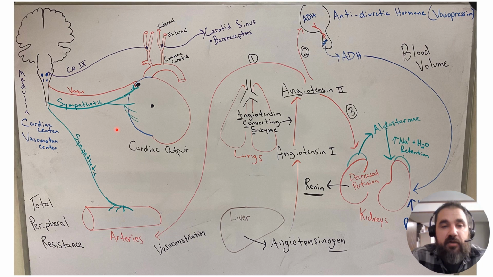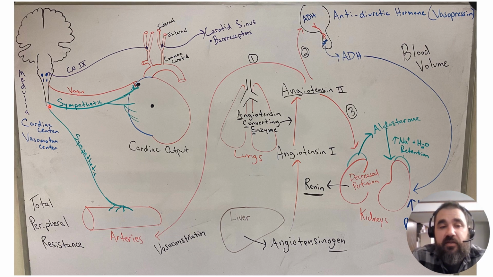So if our blood pressure is going down, what can we do with the heart? Well, we can increase the heart rate and increase contractility. So we'll inhibit the vagus nerve and stimulate the sympathetic nerves. If blood pressure is too high, we can inhibit the sympathetic nerves and stimulate the vagus nerve and decrease cardiac output.